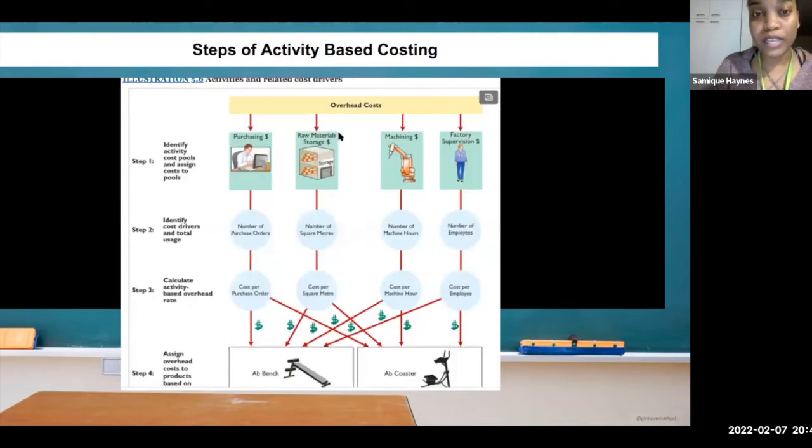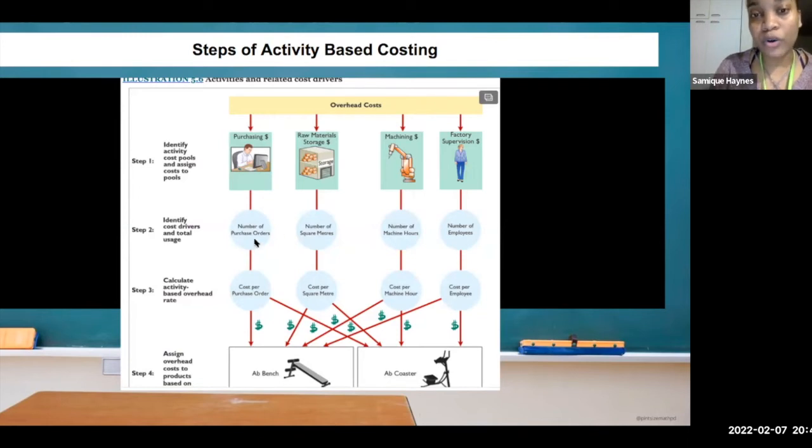I got this from your textbook, or from the slides from the publisher already on the e-class. Step one, we break down the overhead costs into these different cost pools, activity cost pools: purchasing, raw material storage, machining, and factory supervisor salaries. And then we find the cost driver. Okay, so the cost driver, what drives purchasing costs?